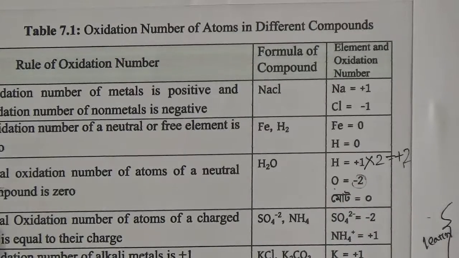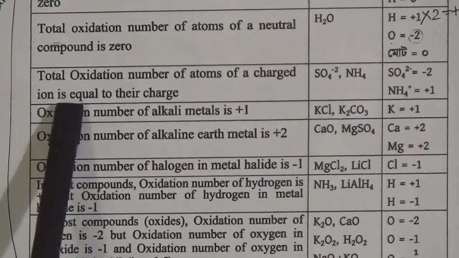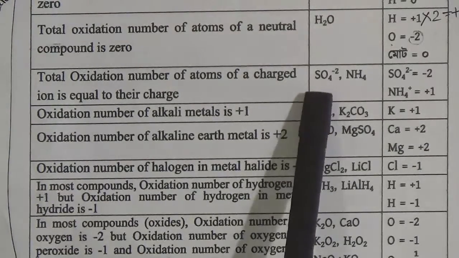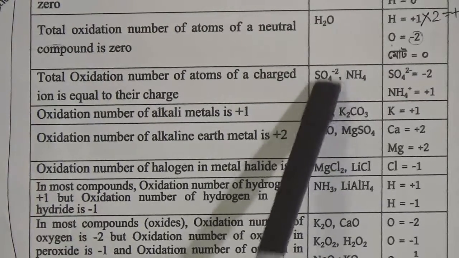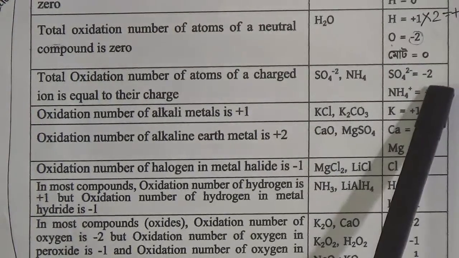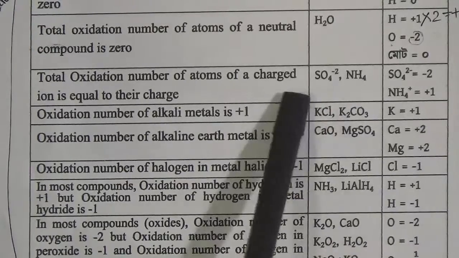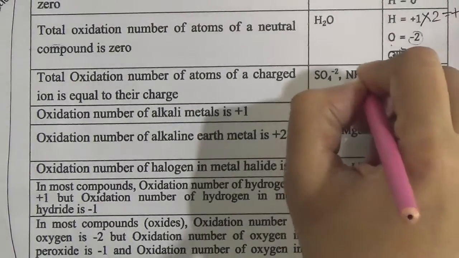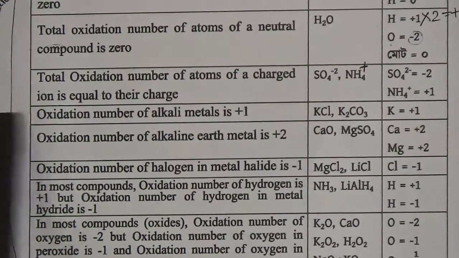Now come to the next one. The total oxidation number of the atoms of a charged ion is equal to their charge. Now come to radicals: the sulfate radical's oxidation number is -2, and the ammonium radical is +1. There will be a plus sign.